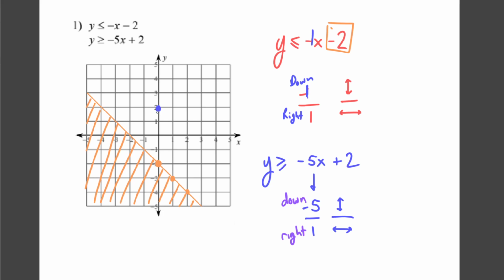So starting at my point here, I'm going to go down by 5. 1, 2, 3, 4, 5. And I'm going to go to the right by 1. And I can see that these two share this point right here, which is kind of neat. And I've got that. So I've got my 2 points here, which means that I can now put a line between them.